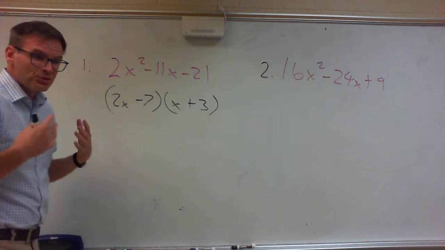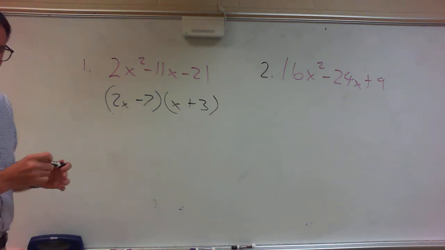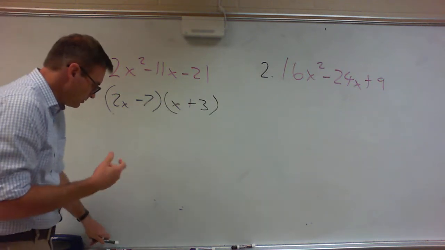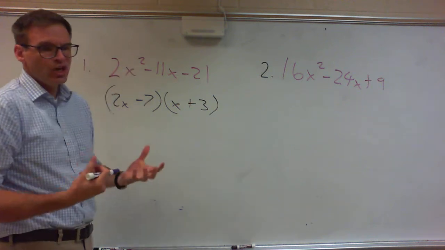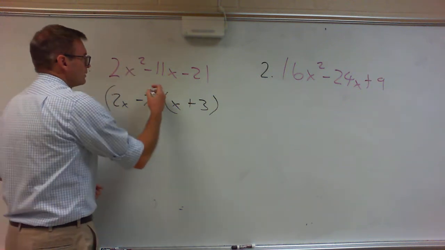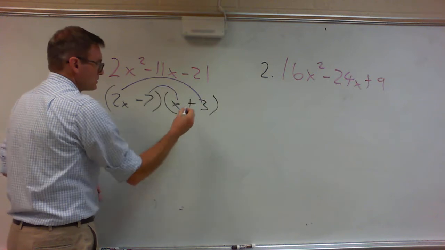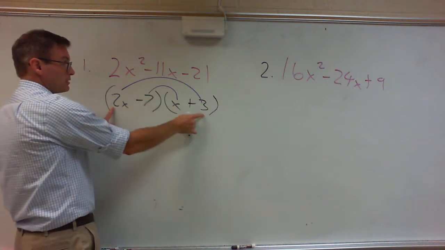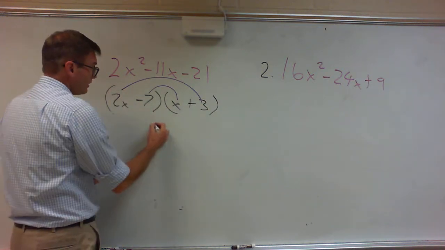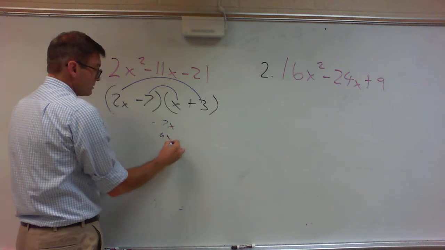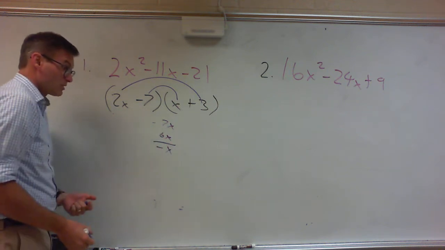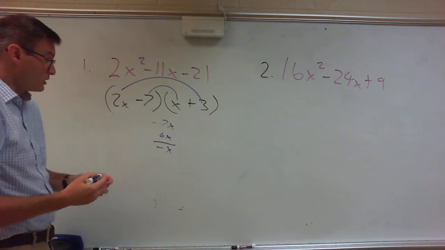The tricky part, which is what I really tried to stress a whole lot yesterday, was checking to see if the middle term matches. The middle term comes from this times this, and this times this. So in my head, I'm thinking, okay, that's a negative 7x, and that's a 6x. That gives me a negative x, not an 11x, so I know it doesn't work.